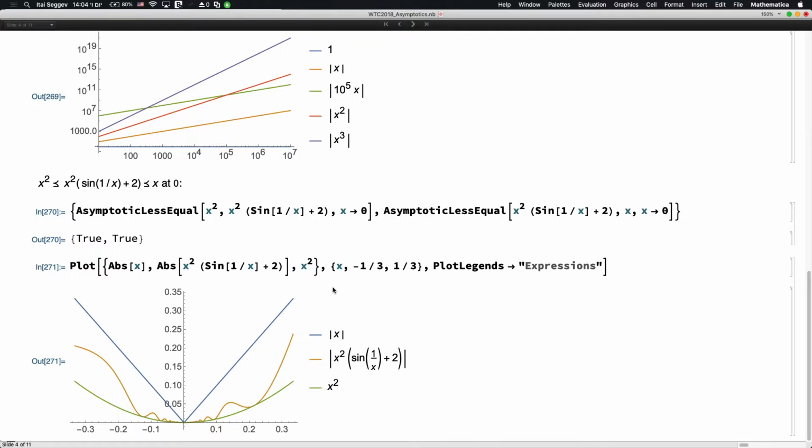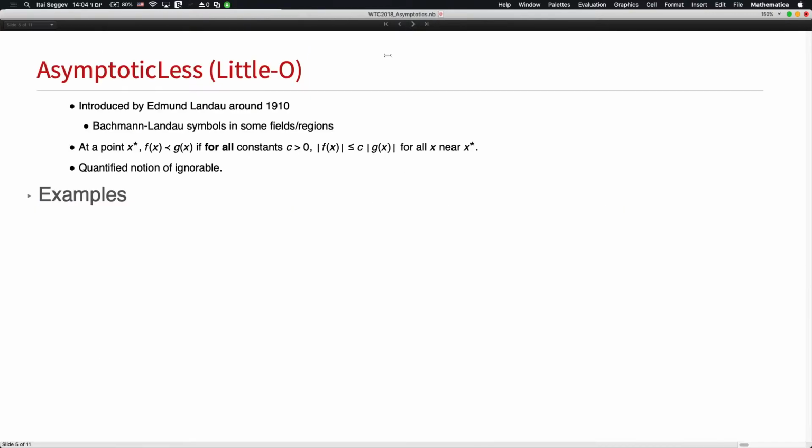Here's a sort of cutesy example. x squared is less than or equal to x squared times sine of 1 over x plus 2, and that plus 2 is pretty important, which is less than x. If we look at a plot of that, x is going down to 0 this way, x squared is going to 0 even faster, and x squared times sine of 1 over x plus 2 is hugging x squared as it's wiggling up and down.